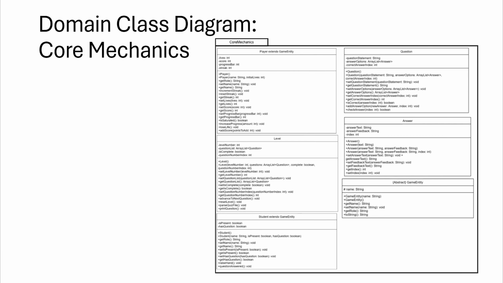Now onto our domain class diagrams, including our core mechanics UML. In core mechanics, we have GameEntity as an abstract base class. Both Player and Student extend it, demonstrating inheritance and polymorphism. Player manages lives, score, progress, and streak. Level contains a list of questions, each holding answer objects.